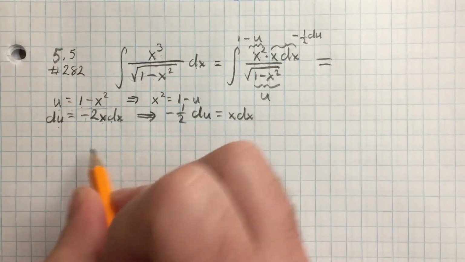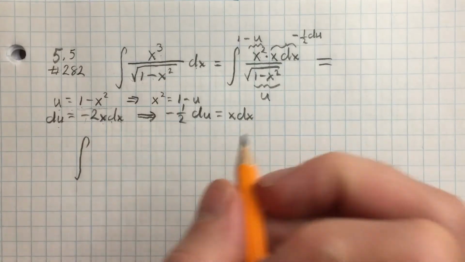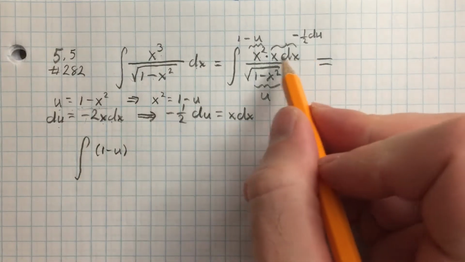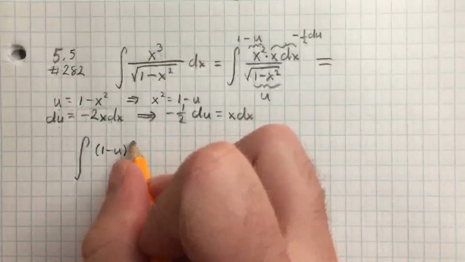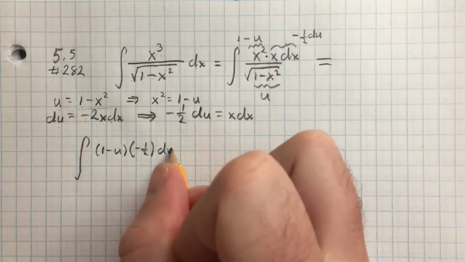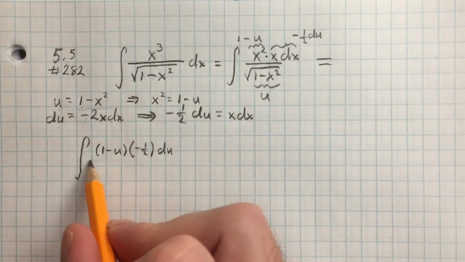So I'll get the integral of 1 minus u. This is going to become negative 1/2 du, and that negative 1/2 I'll of course push to the outside in a moment. Those constant multiples I'm just going to shift out there so I don't have to deal with them.